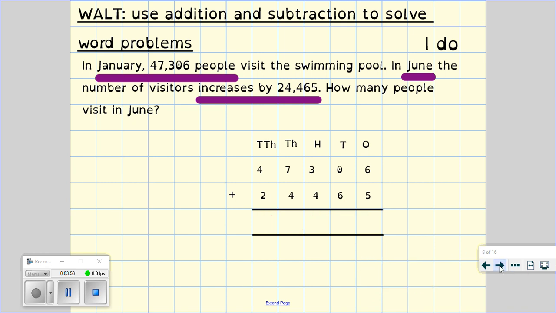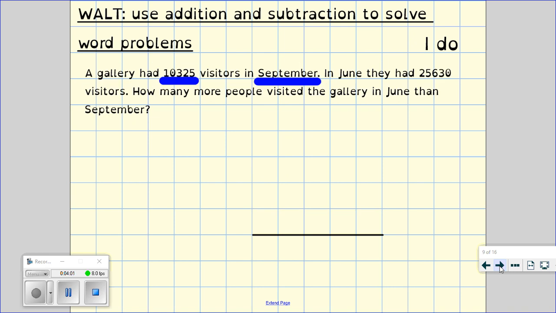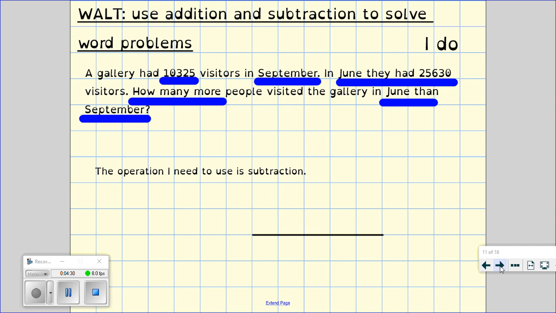Okay, next question. A gallery had 10,325 visitors in September. In June, they had 25,630 visitors. How many more people visited the gallery in June than in September? So I know more people visited in June than in September, and I've been asked to find out how many more people visited the gallery in June. So I think I need to do a subtraction.